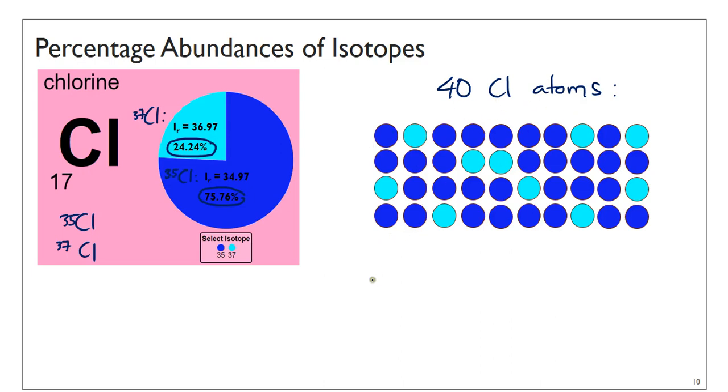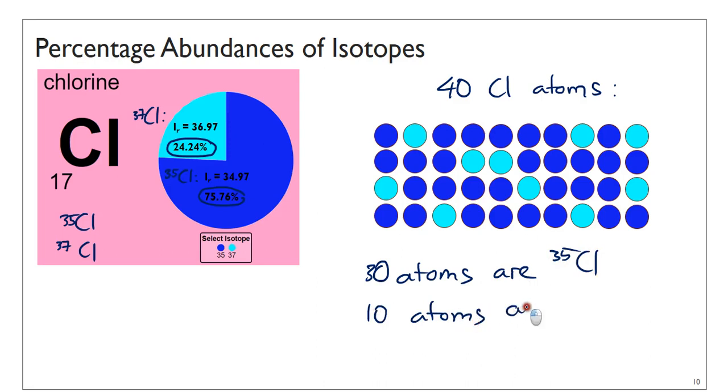So if you have 40 of these, you will have 30 atoms being chlorine-35, and then you have 10 atoms being chlorine-37. Okay, so that's percentage abundance. I mean, you can write it as a ratio. I think the only thing I want to point out is that if you have percentage abundances, they have to add up to 100%, because otherwise what happens to the remaining percent? And they can't add up to 200% either. That makes no sense.